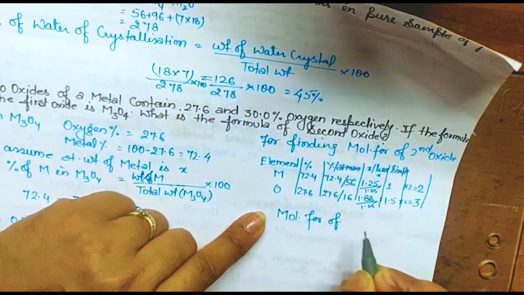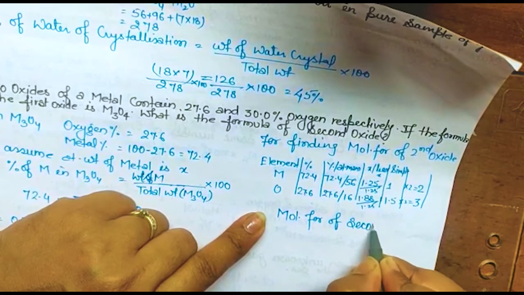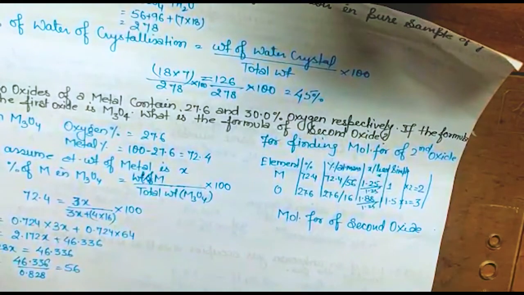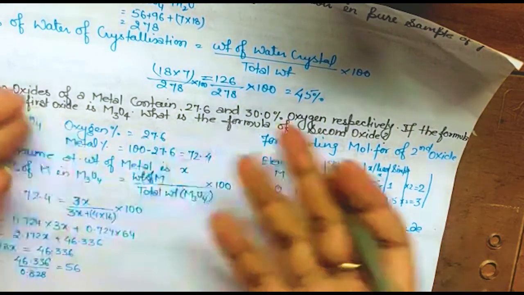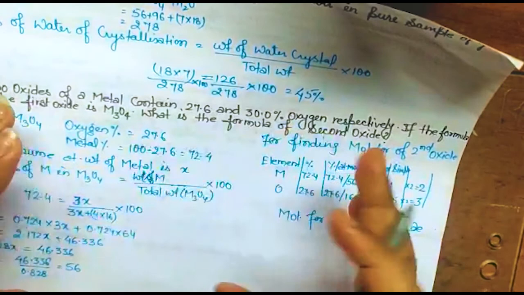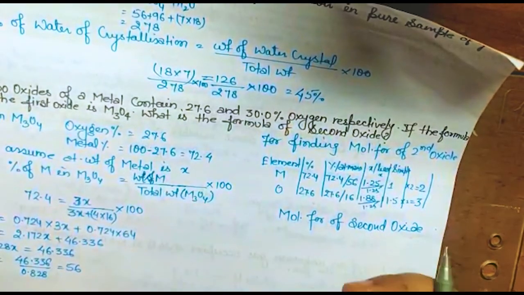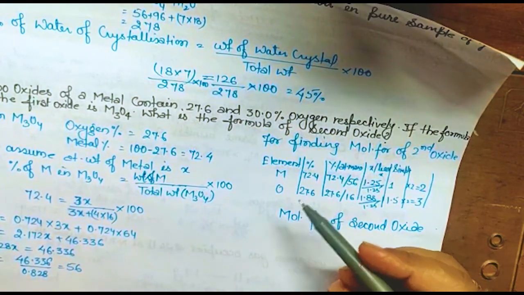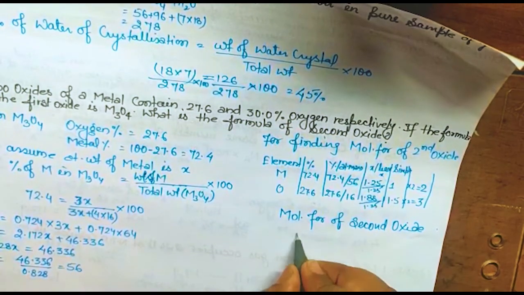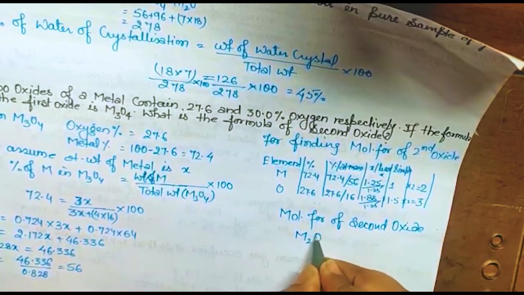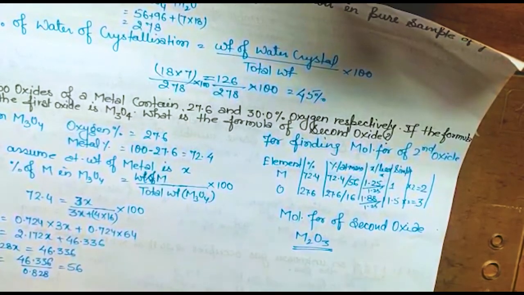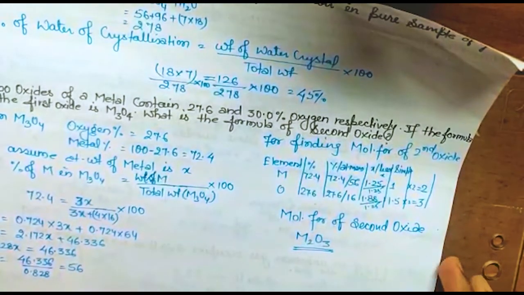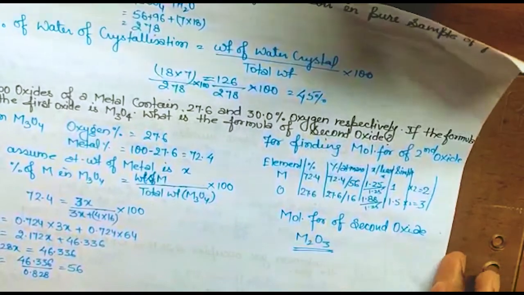So next, the molecular formula of the second oxide. What did we get? We are assuming that the molecular formula and the empirical formula are the same because nothing is given. If the molecular mass and all that were given, we could have found this. But nothing is given, so we are assuming that the empirical formula is the molecular formula. So here M2 and O3. This is the formula for the second oxide. Any doubt in this, class?